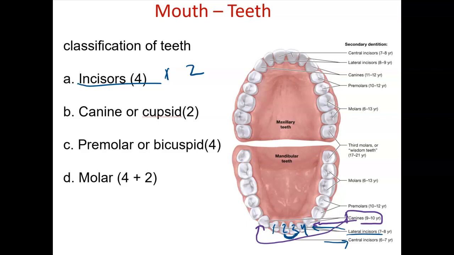These are like the fangs, and these are really good for piercing meat. Incisors, by the way, are really good for biting into things. Think about when you bite into an apple. And then we have what are called our premolar or bicuspid.